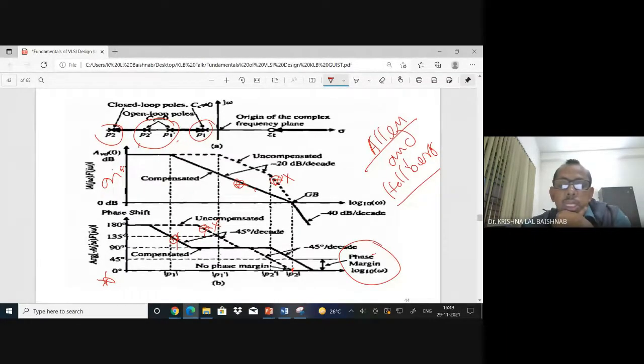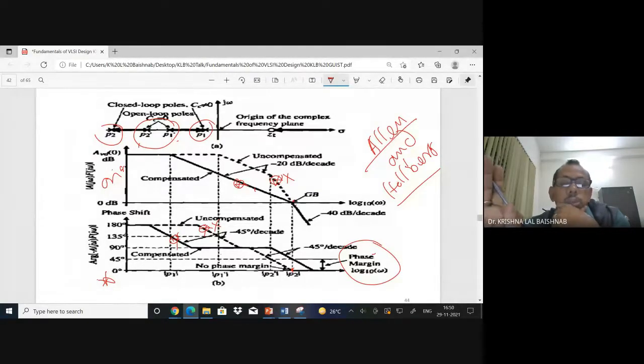I believe all of you know how to calculate phase margin. We look at where your gain is crossing the 0 dB line. If gain is crossing the 0 dB line at this point, what is my original plot? The original plot is this much.